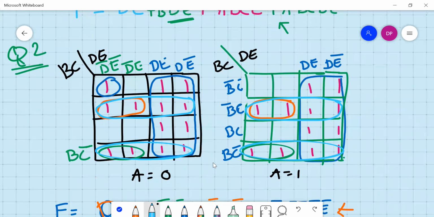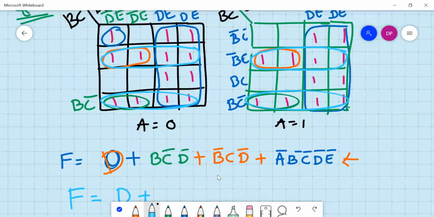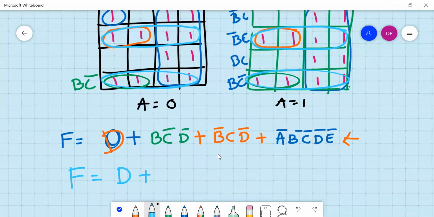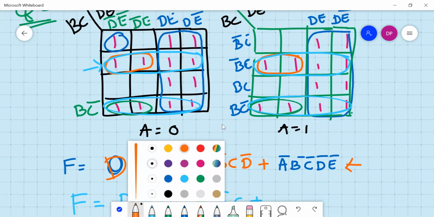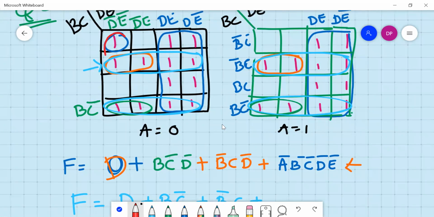Sir, only BC bar is common. Yes, just a minute, got stuck. So it will be BC bar, and for this one it will be B bar BC bar C. Okay, then here, this can be taken with this. Right, not single. I forgot to make it a group.